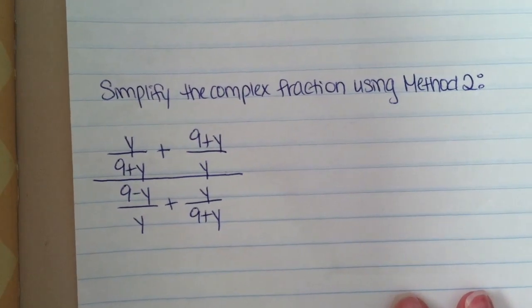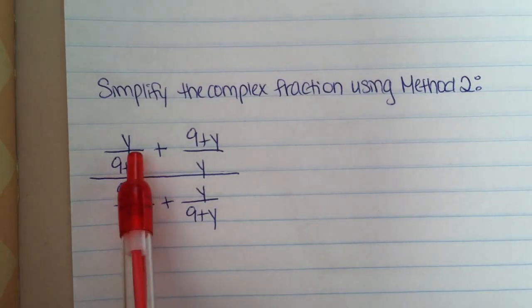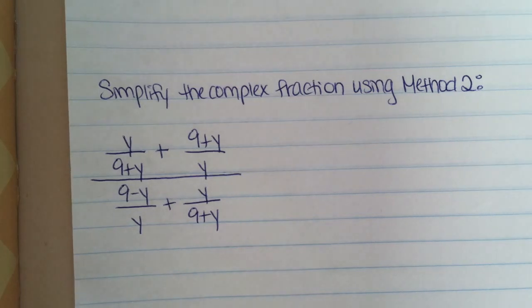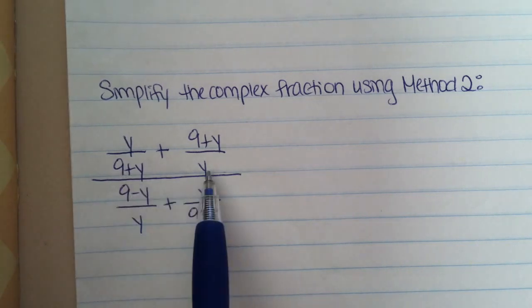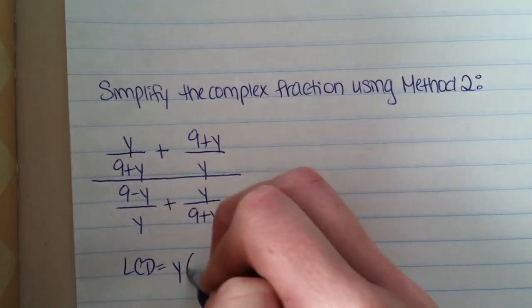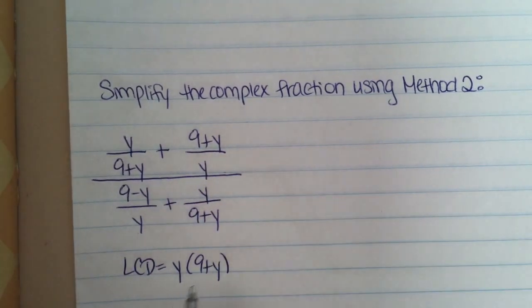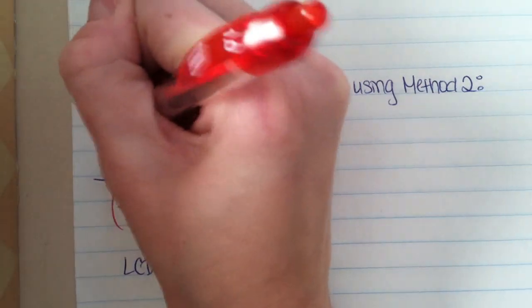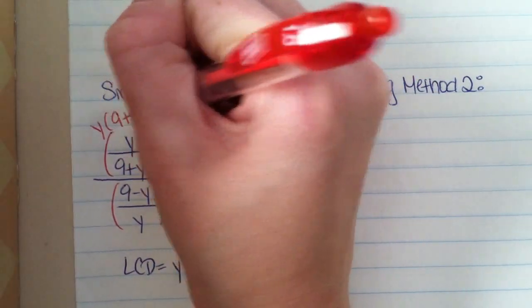Next, let's try simplifying the complex fraction using method 2. So I don't need to worry about combining these into single fractions. That's not part of method 2. Method 2 states I multiply the entire fraction by the entire LCD of all the denominators. So I have 9 plus y, 9 plus y. So my least common denominator is y times 9 plus y. So I'm going to multiply every single term on top and bottom by the common denominator. So each term will get multiplied by y times 9 plus y.